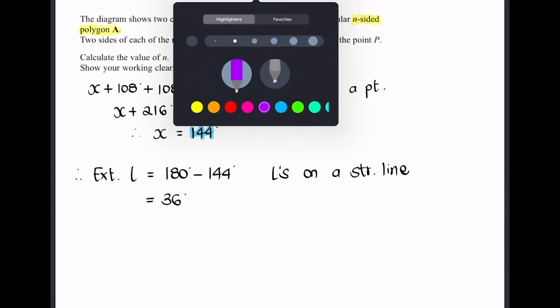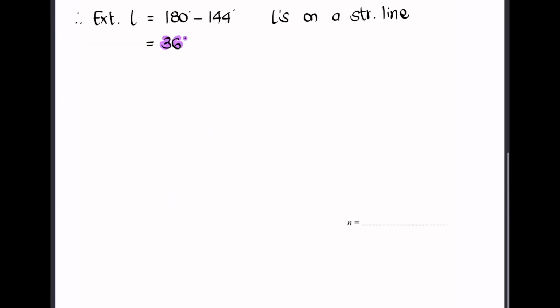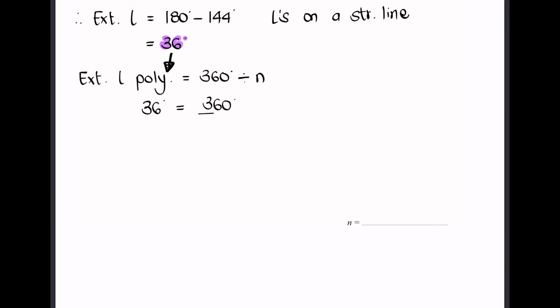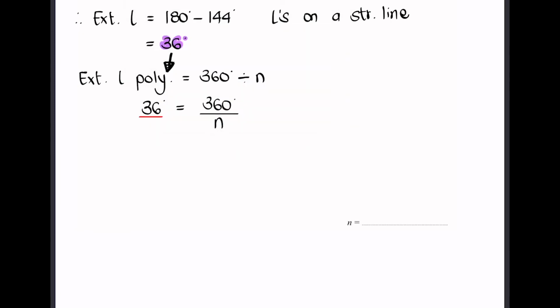But then this 36 degrees that I have now is the exterior angle of this unknown polygon. So I know that the exterior angle of a polygon is equal to 360 degrees divided by n. I don't know what n is, but what I do know is that the exterior angle of this polygon is 36 degrees. So that means that 36 degrees would equal 360 degrees, instead of divided by n, I'm going to put it over n. So I'm going to put the 36 over 1.